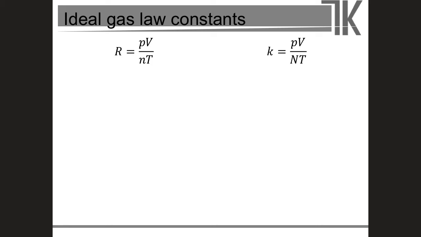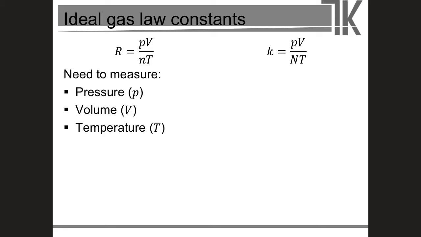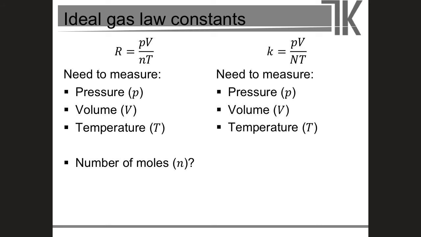So hopefully with rearranging, we've got our constant equals PV over its appropriate N times T. So if we have a look at R, we can easily see we need to measure the pressure, the volume, the temperature, and the number of moles. How in the world are we going to measure the number of moles? And for K, again, we need the pressure, the volume, the temperature, and the number of particles. I mean, we can't even see the particles, let alone count them. So how are we supposed to determine the number of moles and the number of particles?